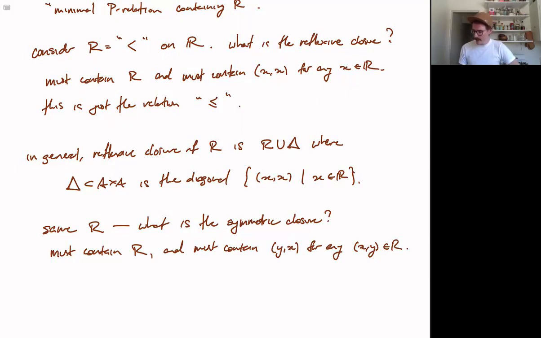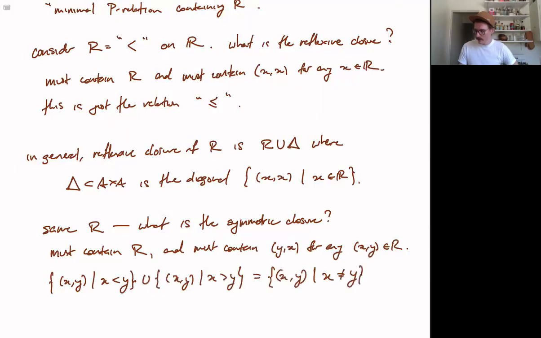So in this case, this is taking x comma y where x is less than y and x comma y where x is greater than y, because that's what you get when you swap the coordinates. And this is just the set of x comma y where x is not equal to y. Saying they are not equal is the same thing as saying that they are either greater or less than. So the symmetric closure of less than is not equal to.